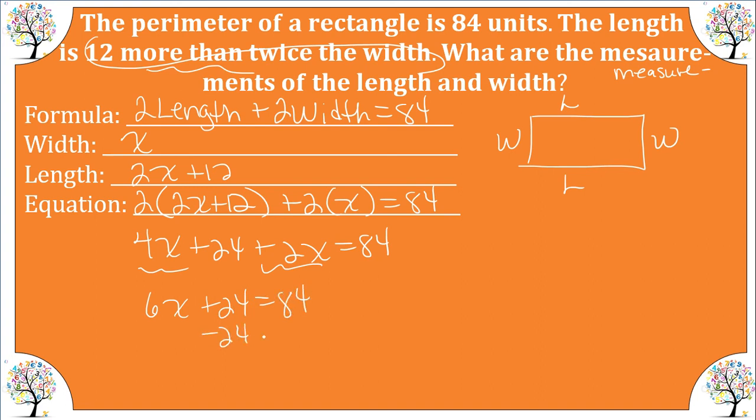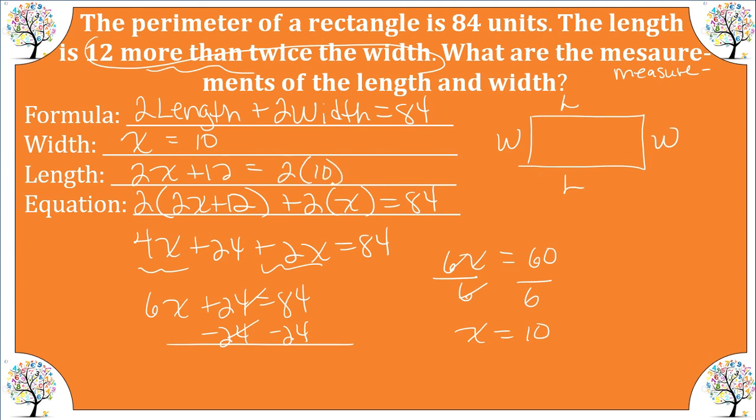Let's isolate x by subtracting first, and we get 6x is equal to 60. We're going to divide each side by 6 and get 10, which is our width. So x, which is our width, is 10. Length is 2 times the 10 plus 12. So we have 20 plus 12 is 32.